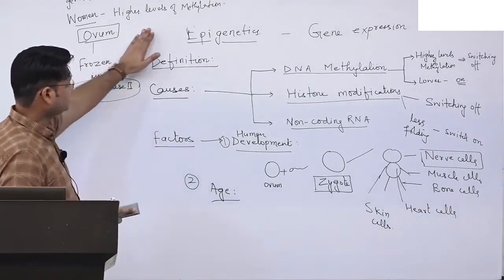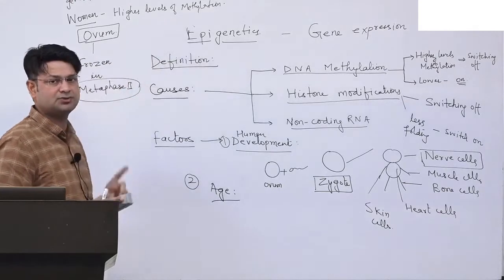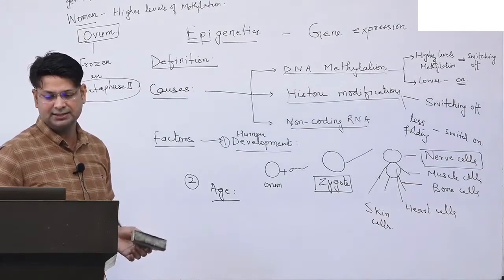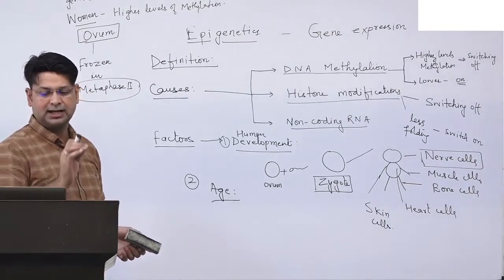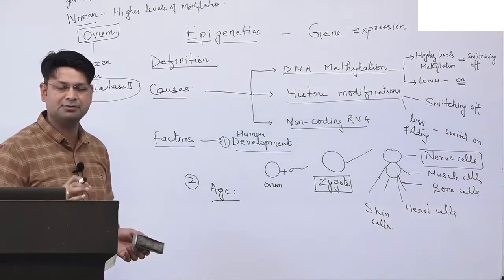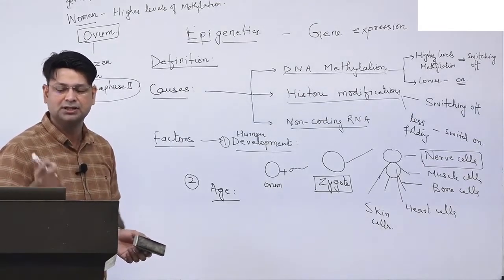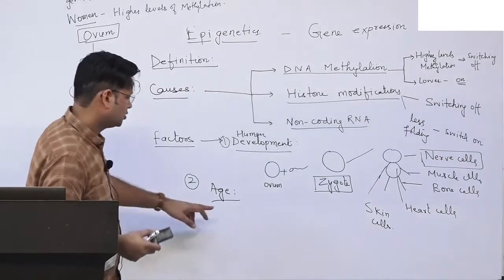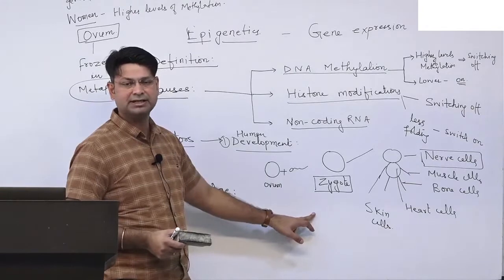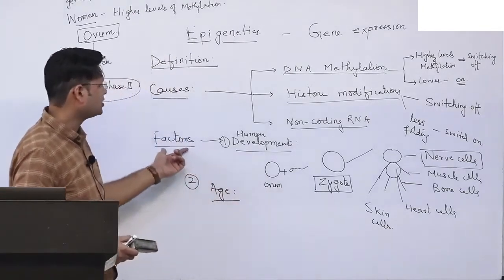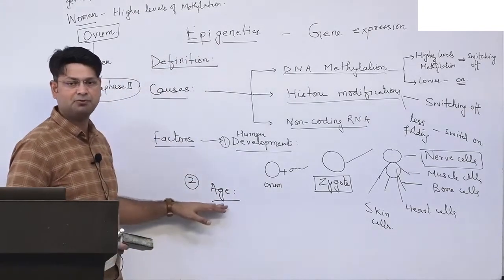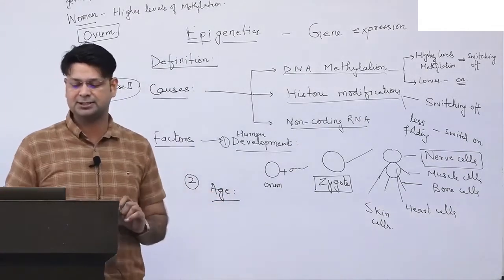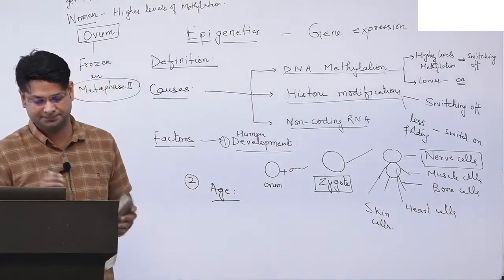Now, this level of methylation reduces with age, even in women. That is a study, right? And this study shows that 100-year-old women have lower levels of methylation, and 26-year-old women have higher levels of methylation. So you can say the methylation reduces with age. So age is a very important factor that is responsible for epigenetic changes.